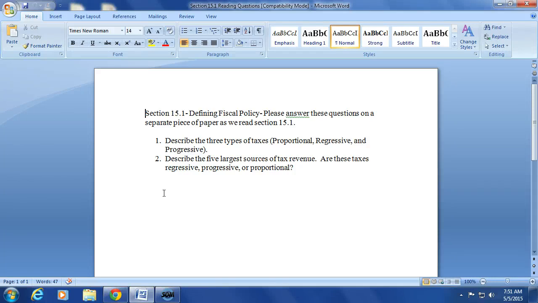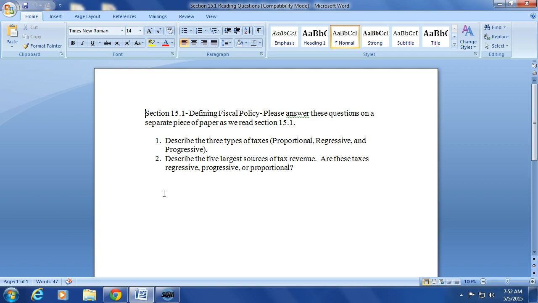Hello everyone, today we're going to be talking about fiscal policy, and fiscal policy is the things that the President and the Congress can do to affect aggregate demand in an economy. There are a couple of tools of fiscal policy. There's government spending as well as taxation. And today we're going to be focusing a little bit more on the taxation side. We're going to talk about different types of taxes and the government's sources of tax revenue.